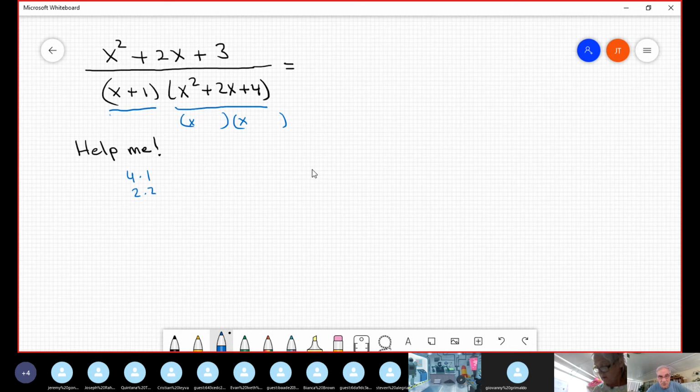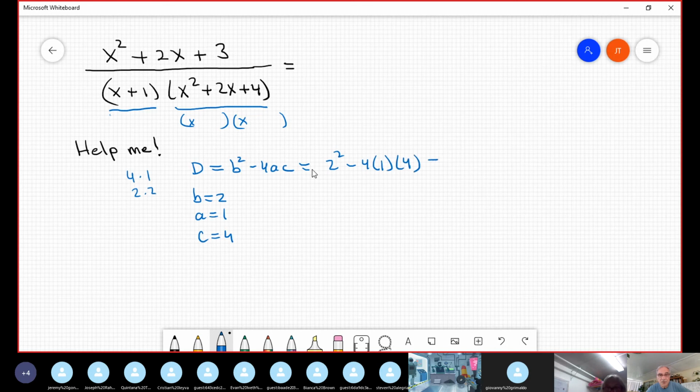Another more elegant way to prove that this is irreducible quadratic is using the discriminant, b squared minus 4ac. b is 2, a is 1, c is 4. Plugging in: 2 squared minus 4 times 1 times 4. This is 4 minus 16. Oh, it's negative. Negative 12 is complex. That means exactly what we predicted by intuition, that this is irreducible quadratic. We cannot factorize it.